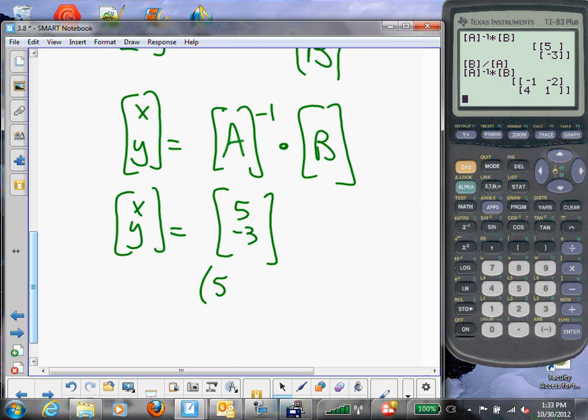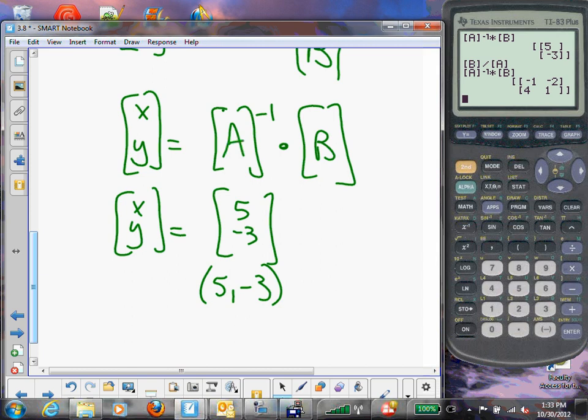Which means this is ordered pair of 5, negative 3. Wait, so B is the answer one?